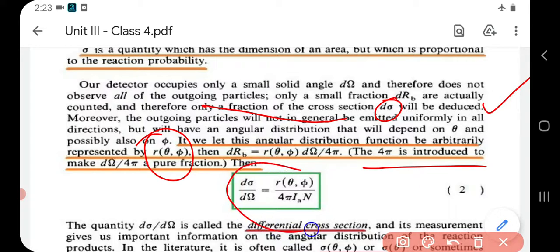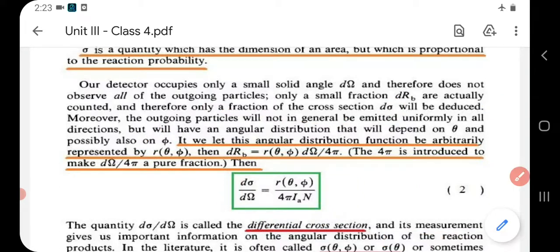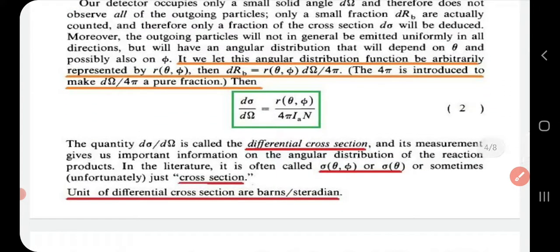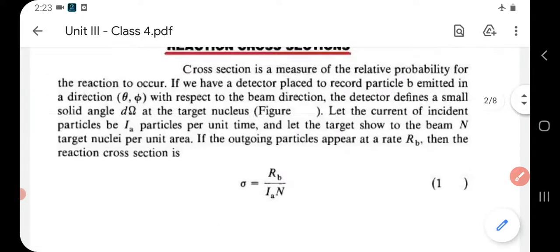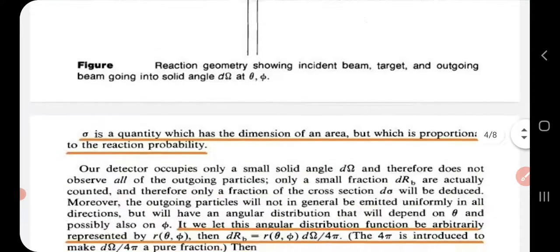So the cross section d sigma by d omega will be equal to R theta phi divided by 4 pi Ia N. So now this quantity d sigma by d omega is called differential cross section, and it gives us information on the angular distribution of the reaction products. In some literature or in some books, you can see it represented as sigma of theta phi, or simply sigma theta, or simply cross section. Now the unit of differential cross section is barns per steradian. Okay, so this is differential cross section. So these three slides are very important when you are writing about cross section.